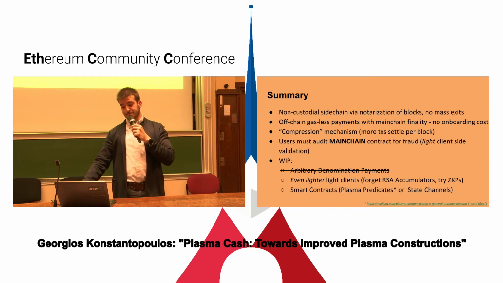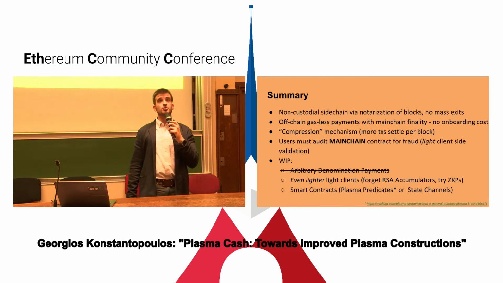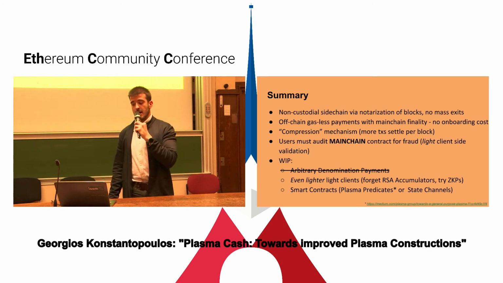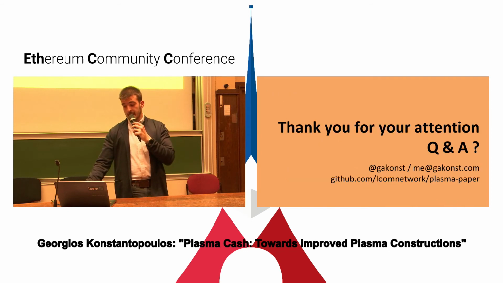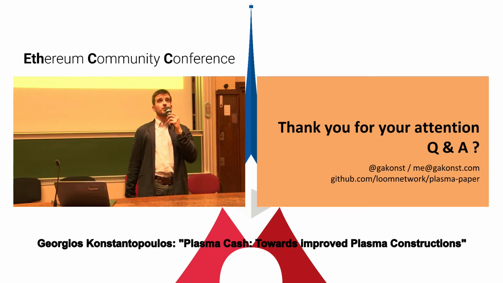And the way that we want to do smart contracts on Plasma, because currently it's just payments, you want to use either state channels on Plasma, which is my preference, or a recent construction which was thought of a little earlier than ETH-Denver and was implemented as a POC on ETH-Denver called predicates. And I have a link if you want to read more about it. And that's about it. Thank you very much, and I'm pretty confident I can answer all of your questions.